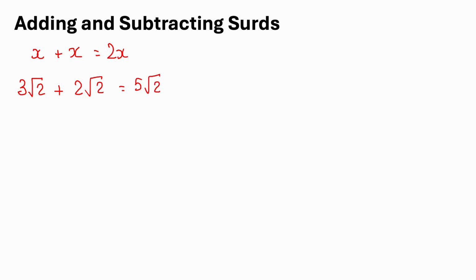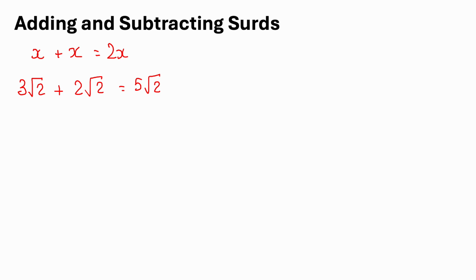And why do we say that? Because 3 root 2 and 2 root 2 are like terms, because they've got the root 2 here. So all we need to do is just to do 3 add 2, which is 5, and then stick that root 2 at the end.